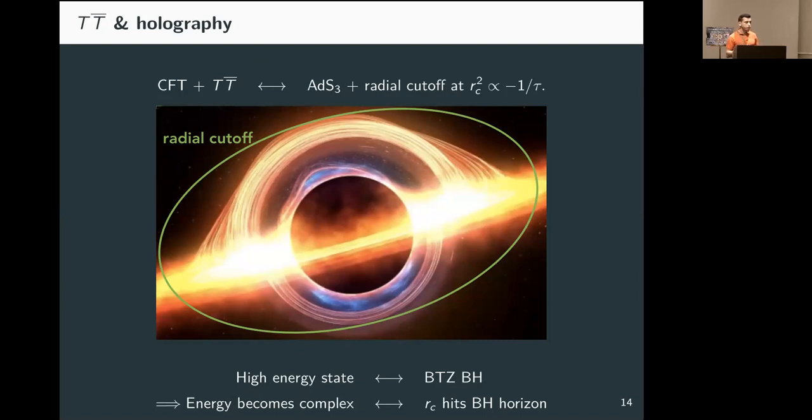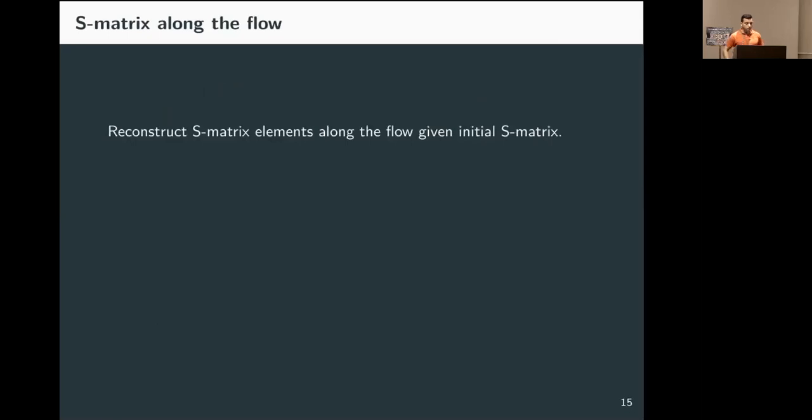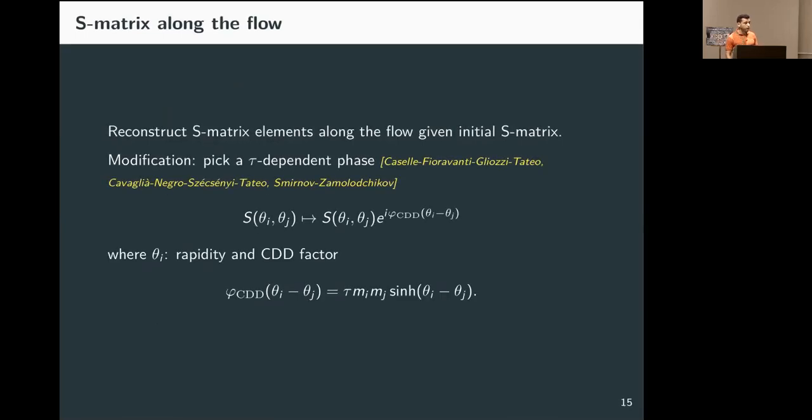This is not quite the end of the story for holography. There is a much more powerful derivation by Guica and Monten, but I won't discuss this any further, but please refer to their paper and following works for more details. The other object that you can follow along its RG flow is the S matrix. It in fact is modified in a very simple way because it simply picks up a tau-dependent phase, which is a so-called CDD factor. And actually, among all allowed CDD factors, TT-bar corresponds to the simplest possible. But we won't need it, so I won't discuss this any further.